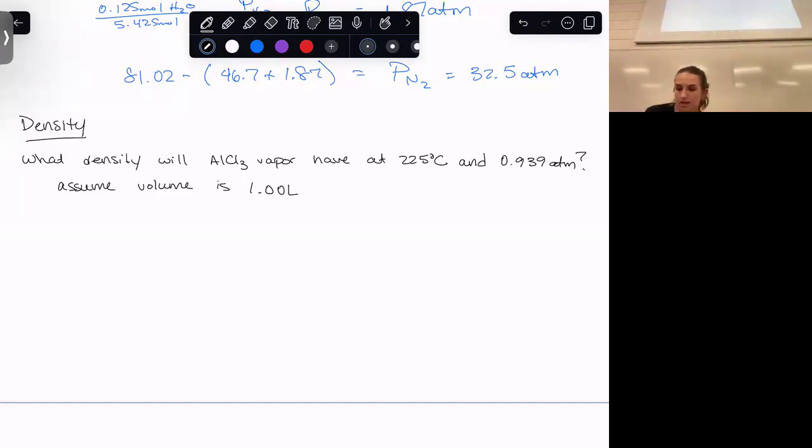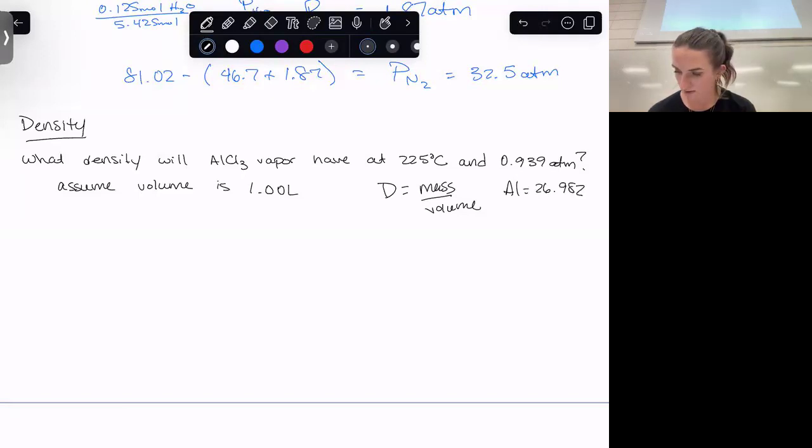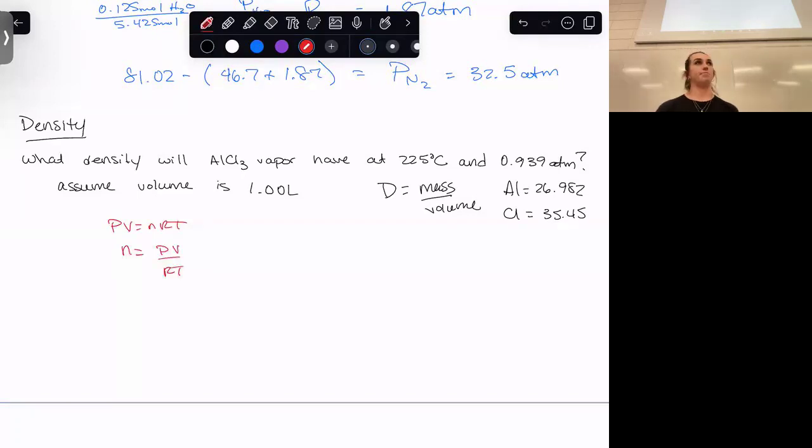Density is going to be mass over volume. For this one, you use PV = nRT to figure out the number of moles, convert it to grams. And technically, since volume is just one, it'll just be grams over liter. Just convert it.